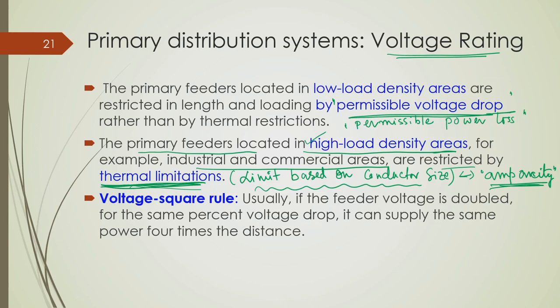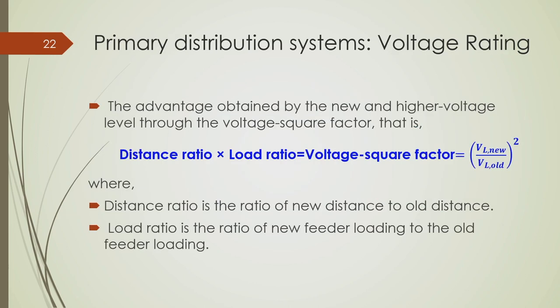But for rural areas where we have low load density, where each of the lines is not much loaded, in those areas the limiting criterion is permissible voltage drop. Okay. Now, there is a thumb rule which is called the voltage square rule. That means, if you increase the voltage, then keeping the same voltage drop as a criterion, you can make the circuit four times longer. Okay. So, I have an example here.